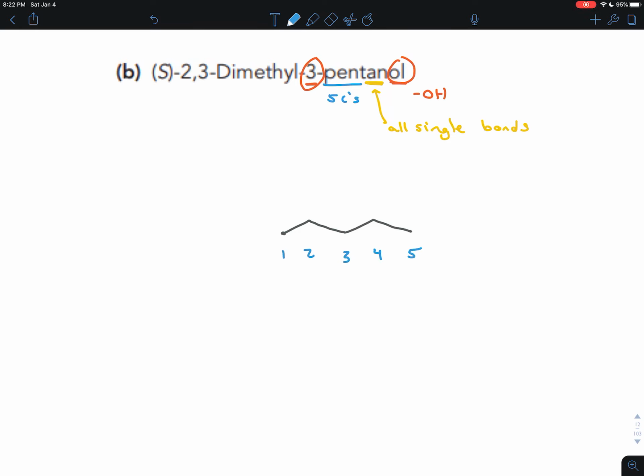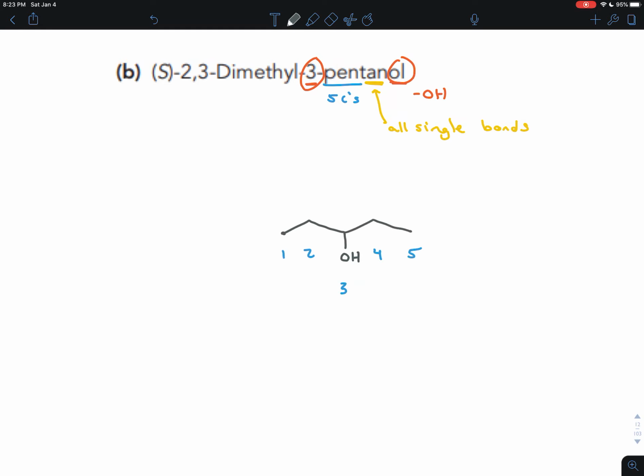Okay, so on carbon number 3, we have our OH. So I'll draw that in. We have 5 carbons, which took care of, and all single bonds, so we don't have to draw any double or triple bonds here. So far that's 3-pentanol.